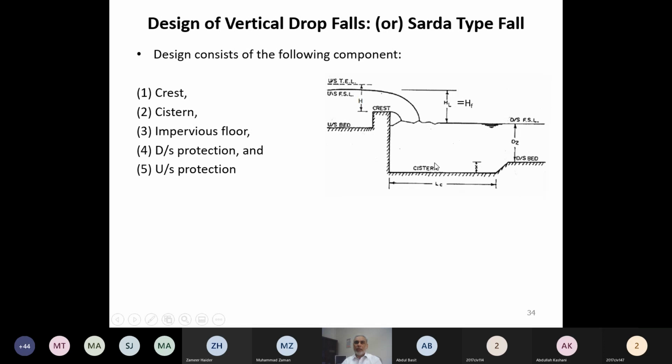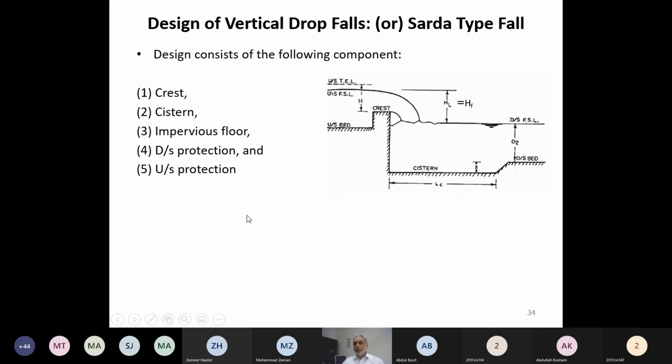So it is normal practice that after the concrete floor, you don't immediately start the normal canal or unlined canal. Rather, you give a transition. So a certain length is provided with the stone protection or the brick protection in case of the falls. That will be provided. How much should be the length of that protection needs to be decided, and how much should be the length of that protection on the upstream side, that needs to be decided.